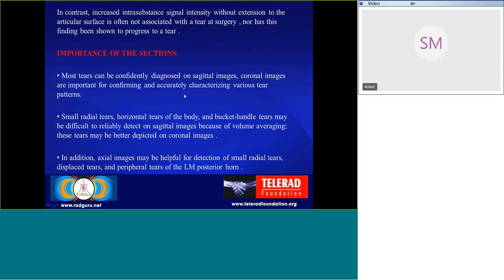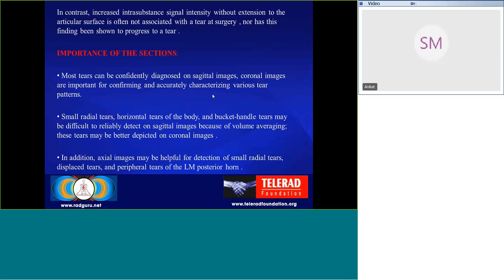So the importance of the sections: most tears can be confidently diagnosed on sagittal images or coronal images. However, coronal images are also important for confirming and accurately characterizing the various tear patterns. So first you try to see the tears on sagittal images and try to confirm them on coronal images.